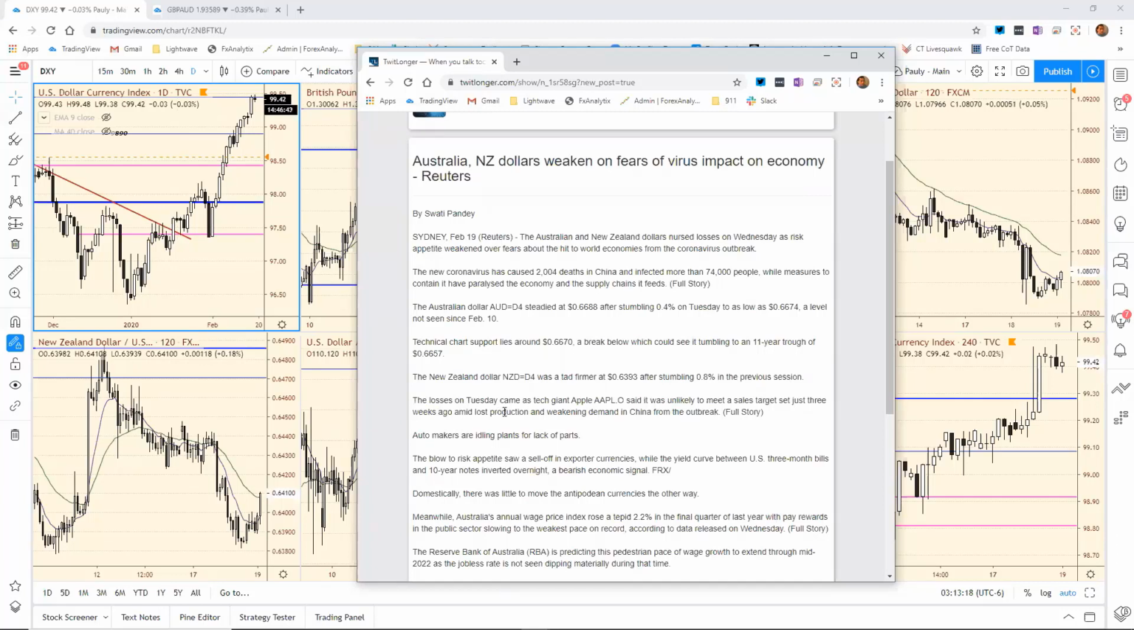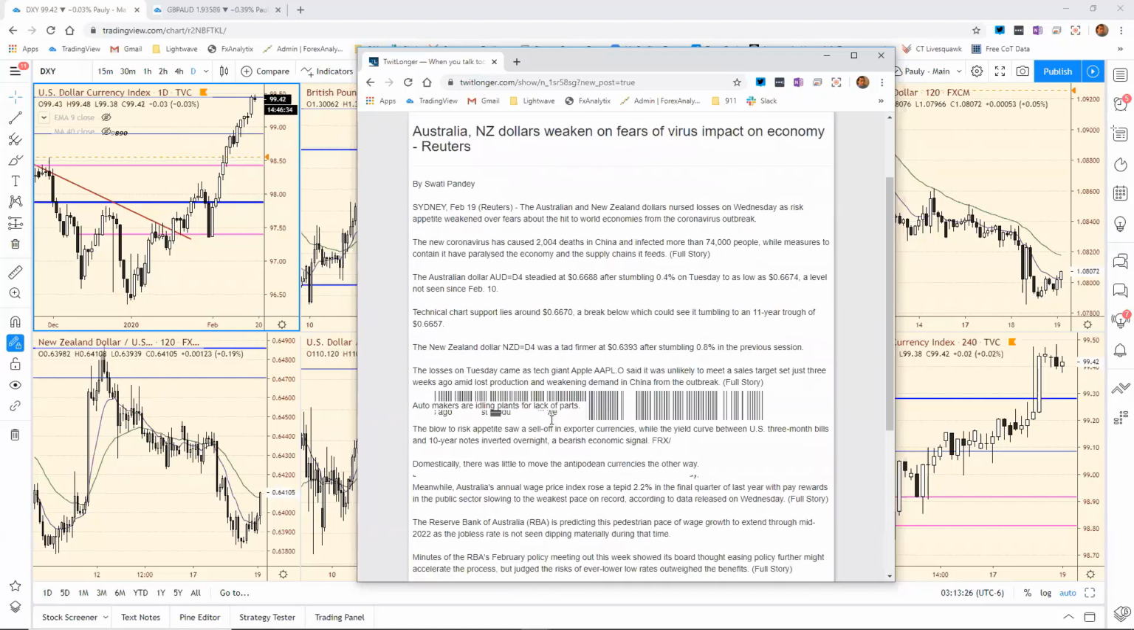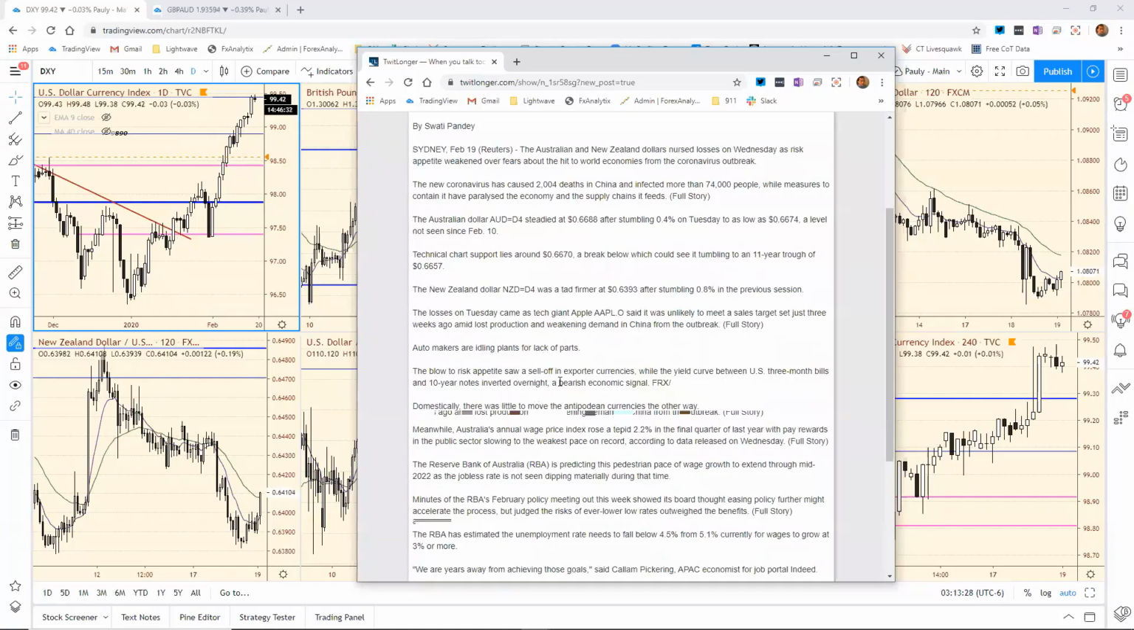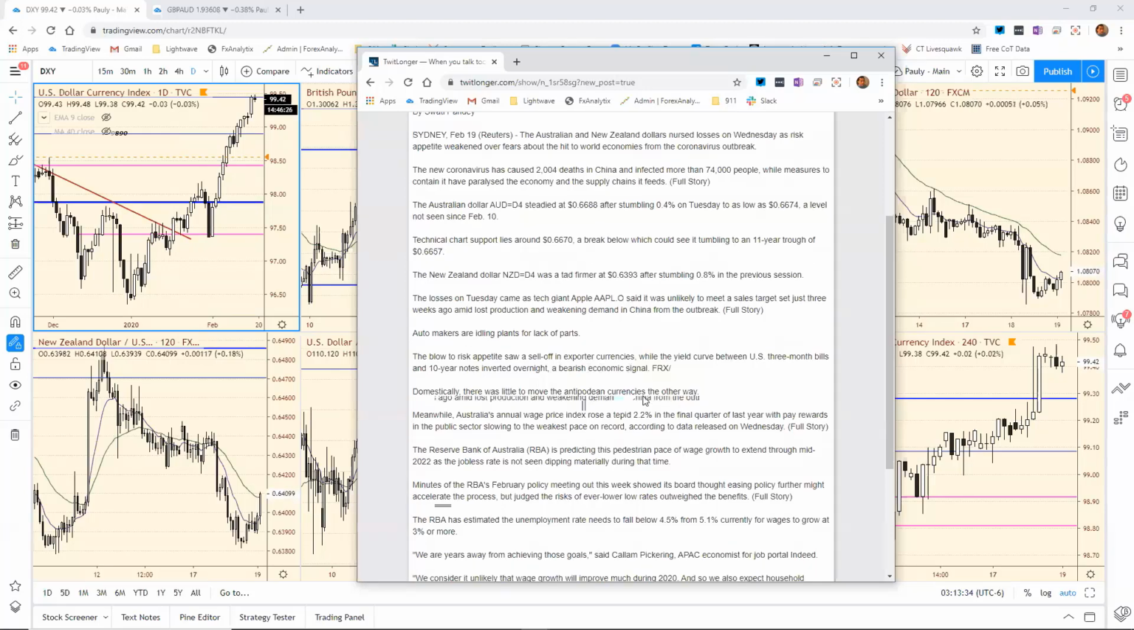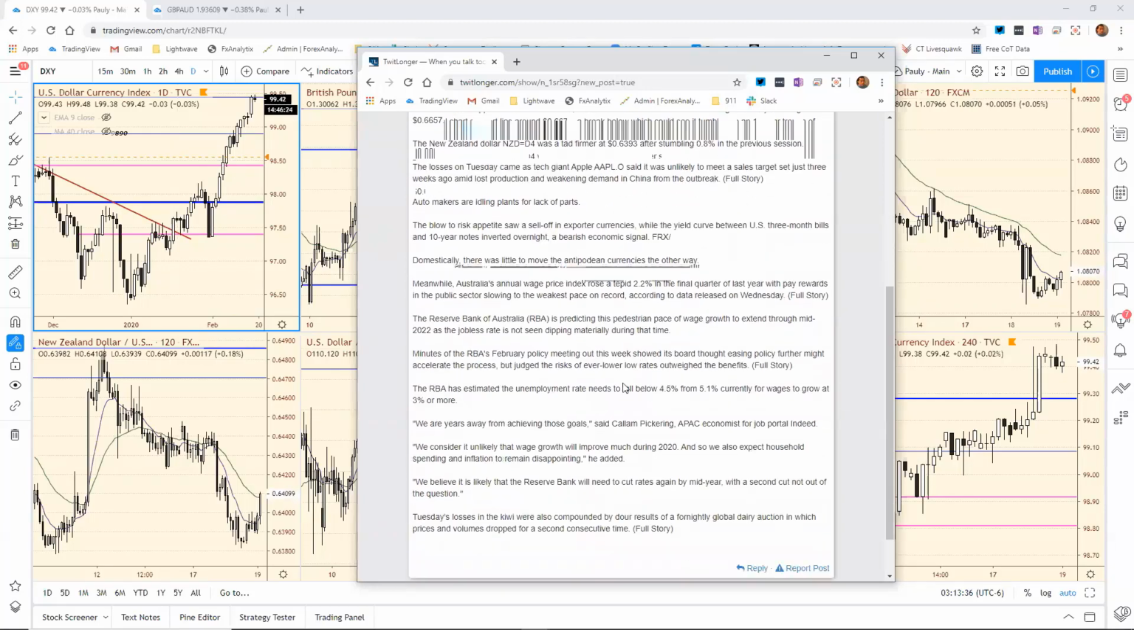The losses on Tuesday came as tech giant Apple said it was unlikely to meet a sales target set just 3 weeks ago amid production problems and weakening demand in China from the outbreak. The blow to risk appetite saw a sell-off in exporter currencies, while the yield curve between the U.S. 3-month bills and 10-year inverted overnight, a bearish economic signal. How many times have we seen that come up? It's called the boy that cried wolf.